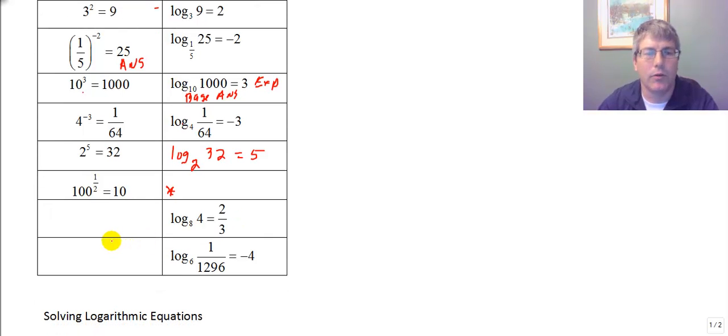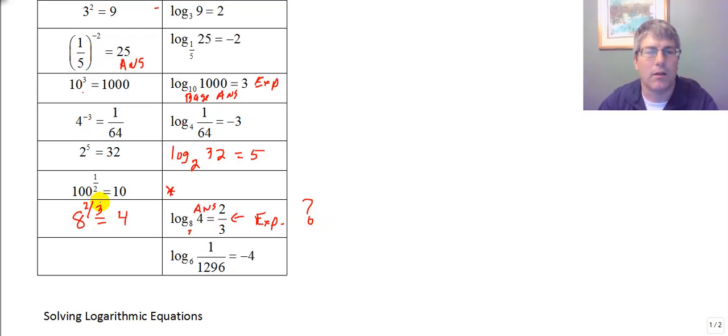And I will do the next one here. Log base 8 of 4 equals 2/3. So there's my base, 8. 4 is my answer. Right? That's my answer in exponential form. And 2/3 is my exponent. So 8 to the 2/3 equals 4.